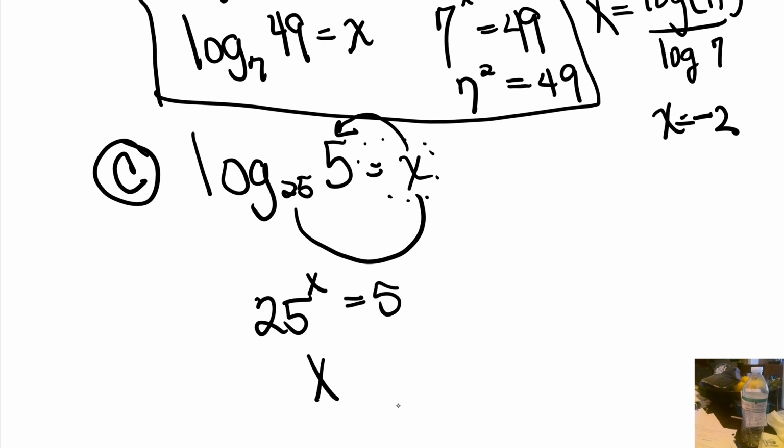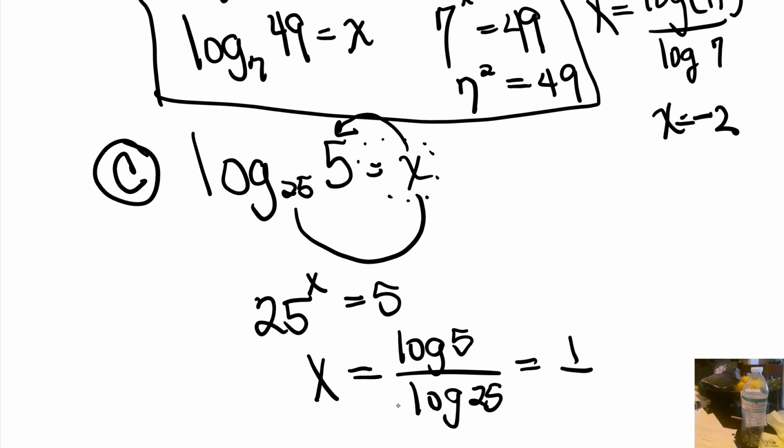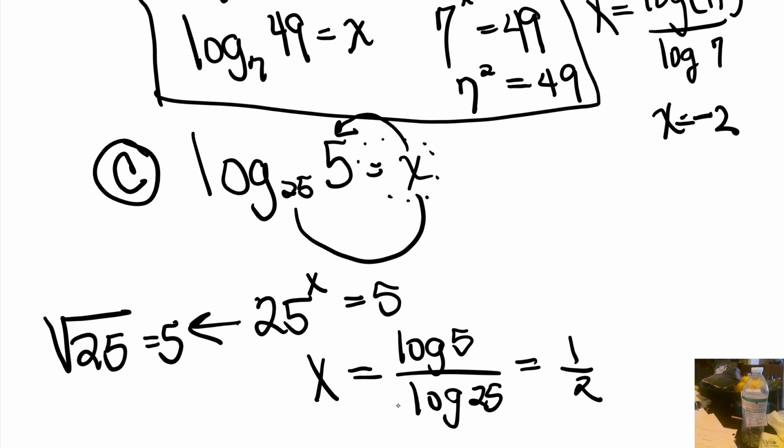Again, if you don't know that, you would say x is equal to the log of 5 divided by the log of 25. And be careful, you may need parentheses. You should get 1/2, because basically what this is saying is that the square root of 25 is equal to 5. That's what this is saying, because 25 to the 1/2 really means the square root of 25, which is 5.